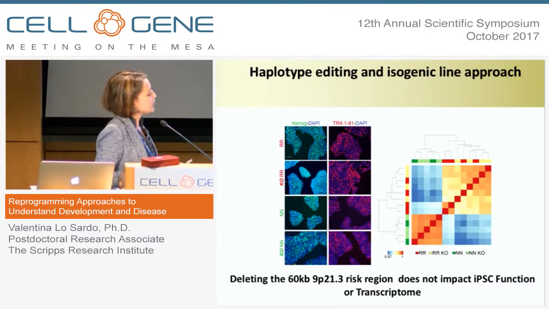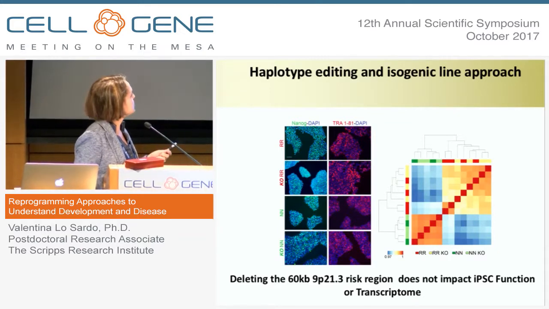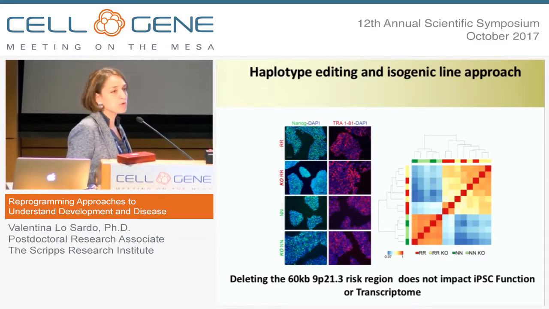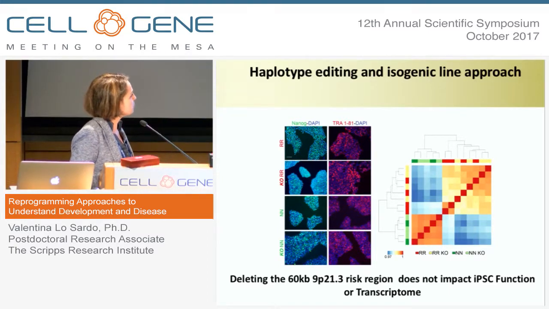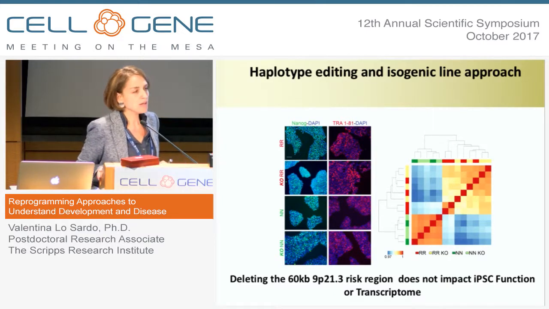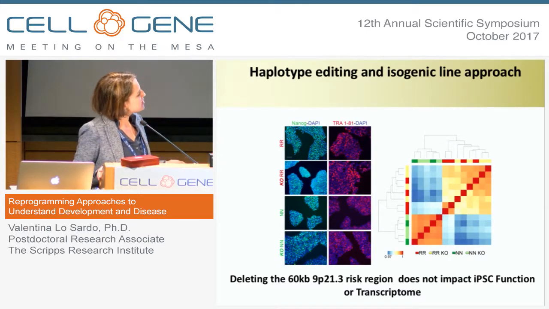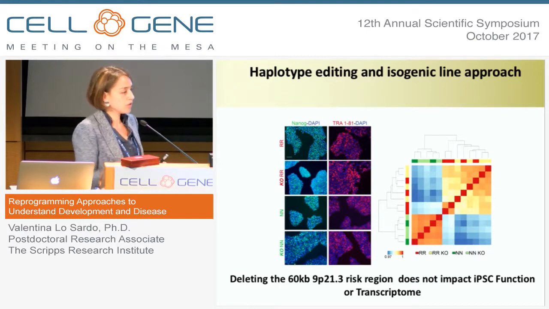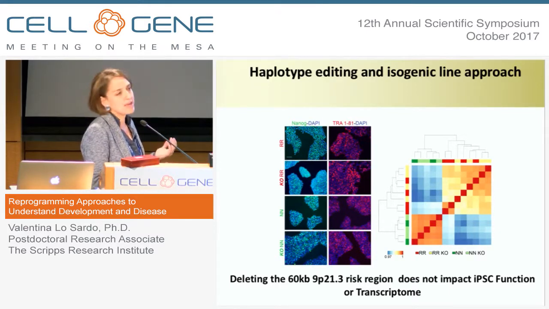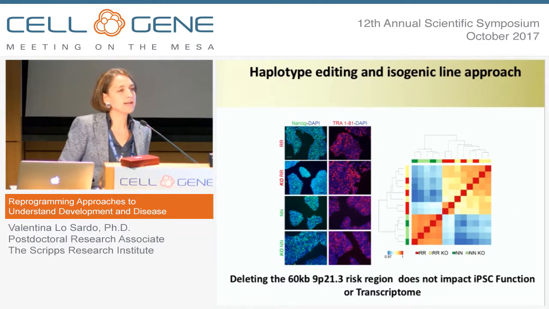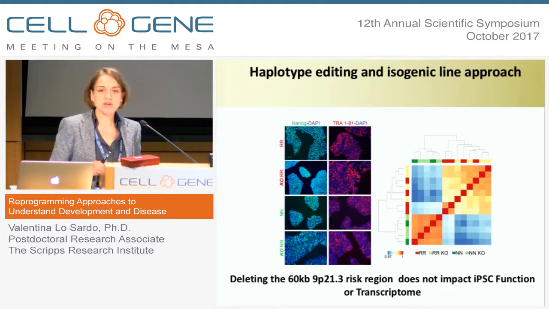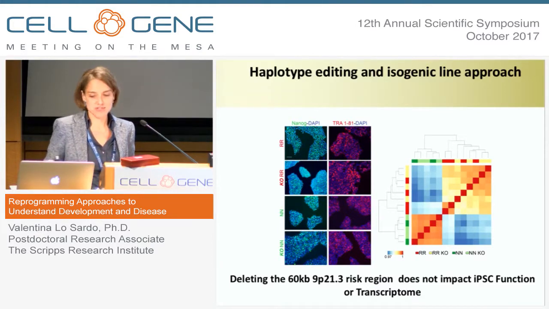So the first thing we did was, of course, look at the iPSC. We took our isogenic lines with all our genotypes and did pluripotency marker immunohistochemistry. As you can see, the cells have no major defect, at least in expressing markers of pluripotency. And this is the whole transcriptome, which shows that the cells are not really clustering by the knockout of the locus, but by patient of origin. So we can say that the deletion of the locus is not really impacting iPSC function, and this is good because we can go ahead and do more interesting things.